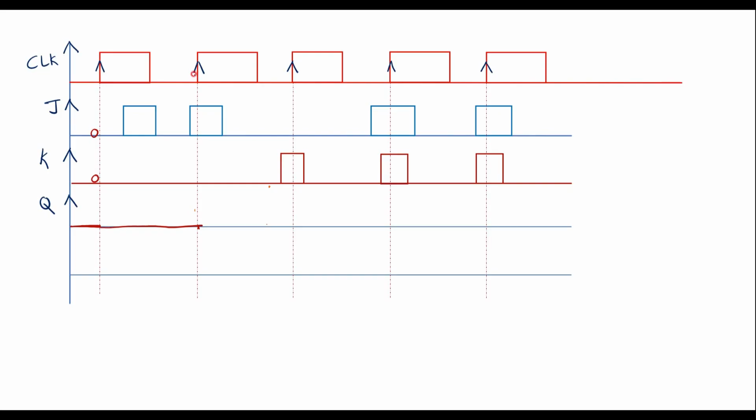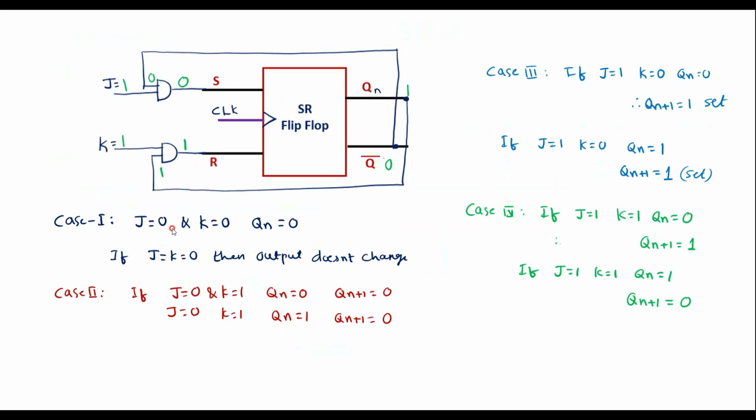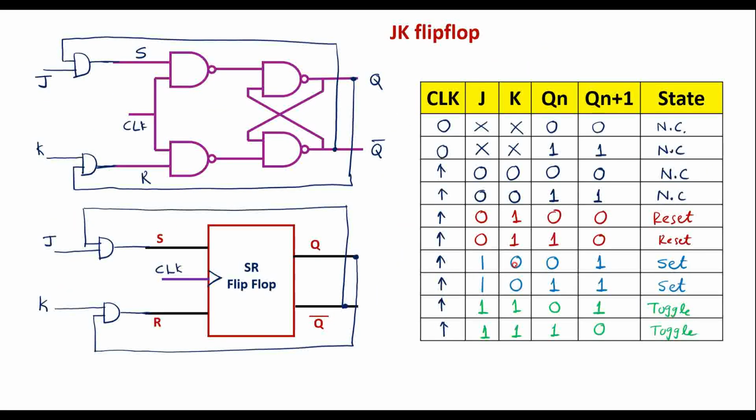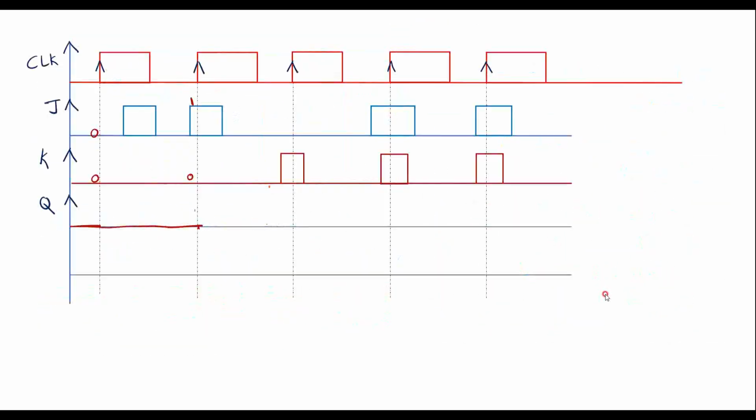So now at this positive edge of the clock, J value is 1 here, K value is 0. So as we know here, when J is 1 and K is 0, if Qn is 0, then output Qn plus 1 will be equal to 1, that is set. So therefore, here the flip-flop will set, that is flip-flop output will go high, and it will remain high until the next clock signal. So this is high till this period.